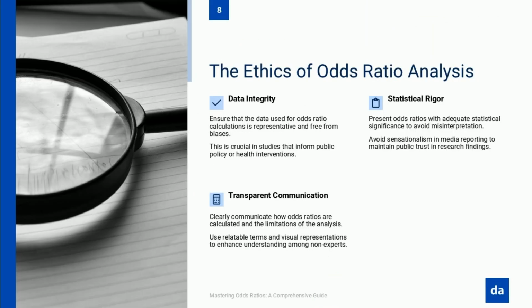As we've explored the power of odds ratios in various fields, it's crucial to confront a darker aspect of this statistical tool: What happens when these seemingly objective measures are used to make life-altering decisions about individuals? The ethical implications of odds ratio analysis reveal a complex landscape where data science intersects with human lives and societal values. Consider the use of odds ratios in criminal justice systems.